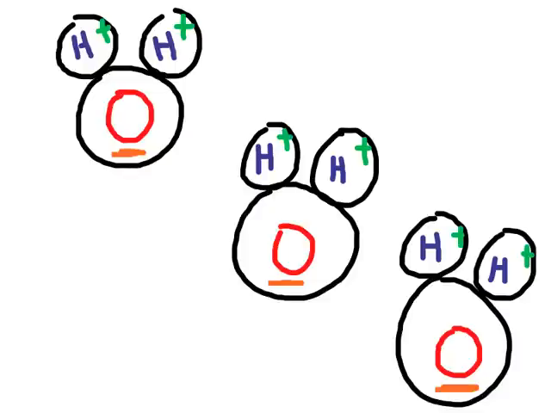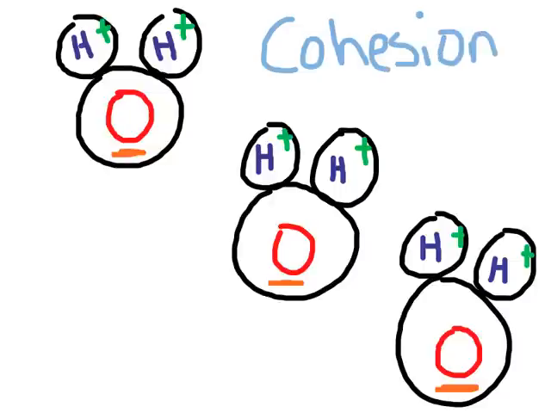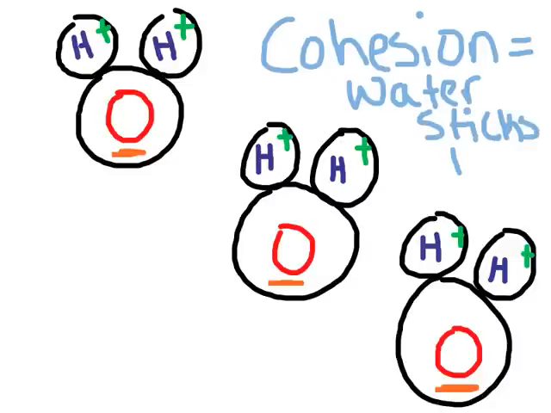The idea of water sticking together has a special word to explain it, and that word is cohesion. If I can get the pen to work, cohesion. So cohesion means water sticks to water. So write that down on your paper. Cohesion means water sticking to water. So let's draw in now, how exactly does water stick to water?